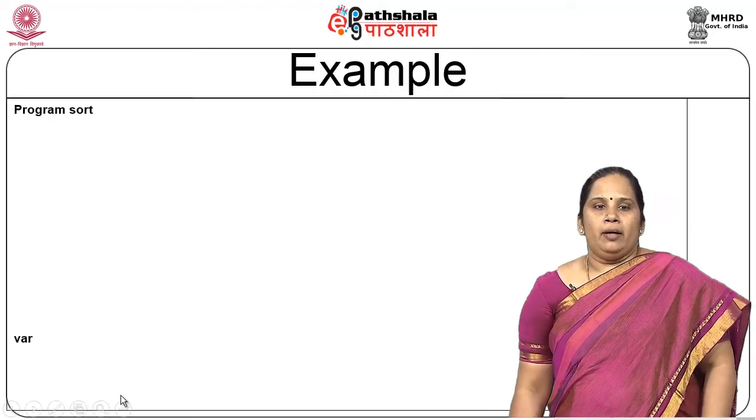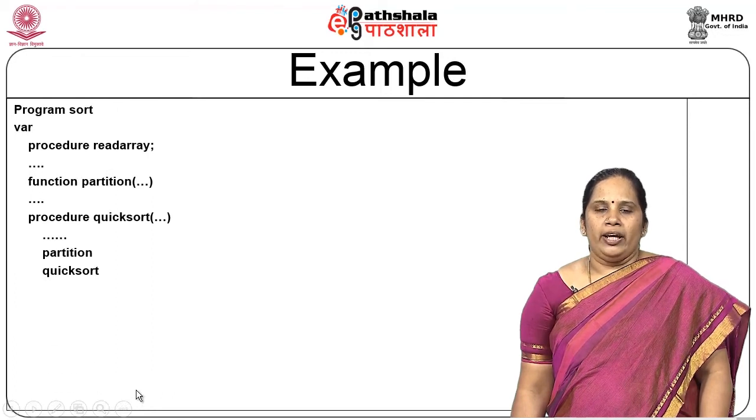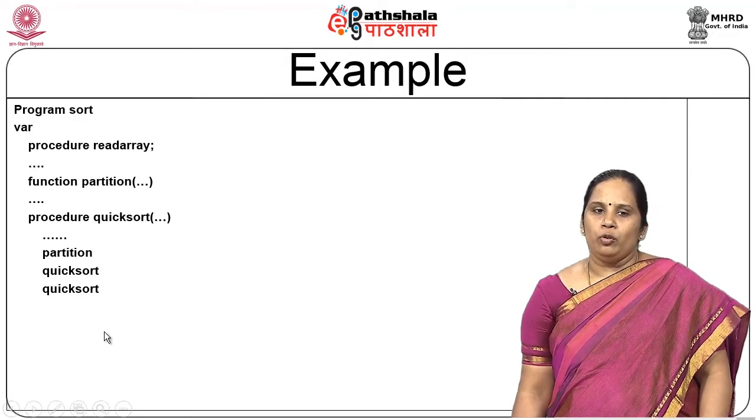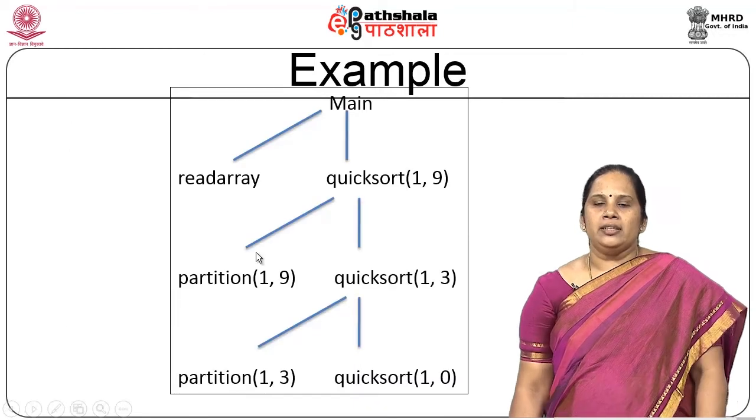Let us take this example. It is a sorting example, a quicksort example. You read an array, you call function partition, and then you call the procedure quicksort, and inside quicksort again partition is called, and then you have two calls to quicksort. These are recursive calls to quicksort.